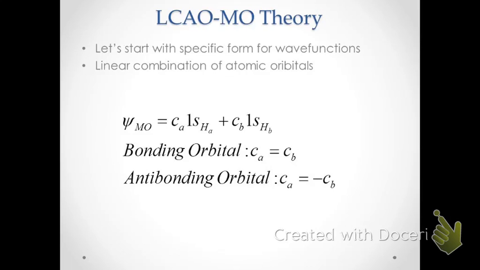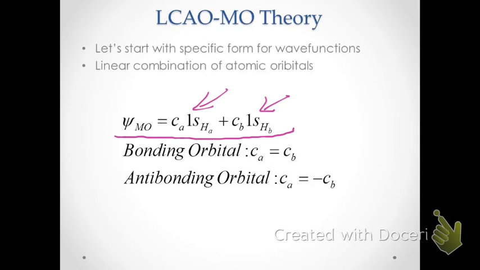Okay, so here we see the form of the molecular orbitals and what we mean by a linear combination of atomic orbitals. The wave function representing the molecular orbital is seen here, and very simply what we're going to do is take the 1s orbital on hydrogen A and the 1s orbital on hydrogen B, and add those together. The coefficients in front of those two are going to be our variables.